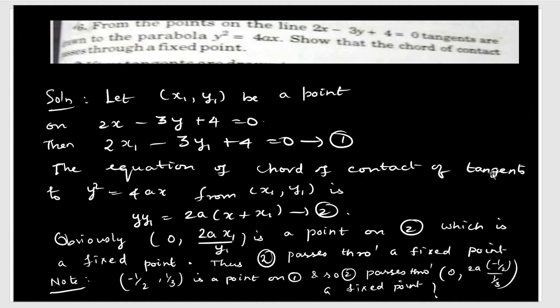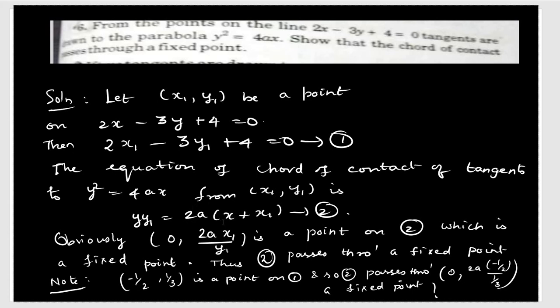Now the equation of chord of contact of tangents to this from x1, y1 is known as y1 y is equal to 2a into x plus x1. We take this as equation 2. Now if in this place we put x as 0 and y as 2ax1 by y1, this equation will be satisfied.